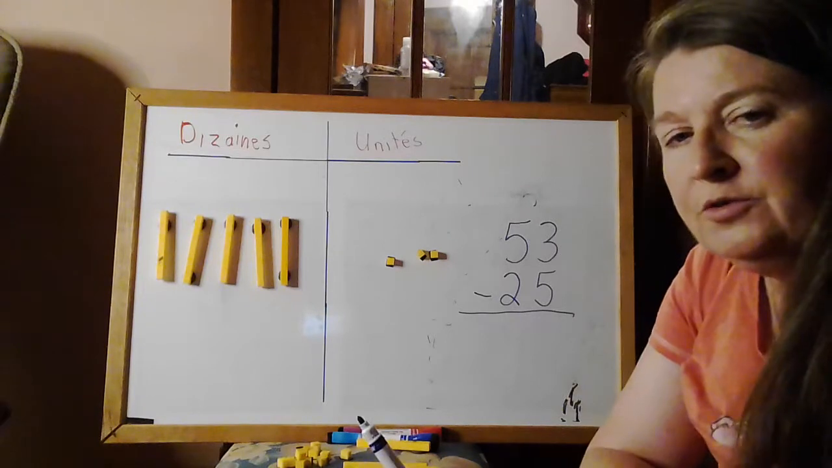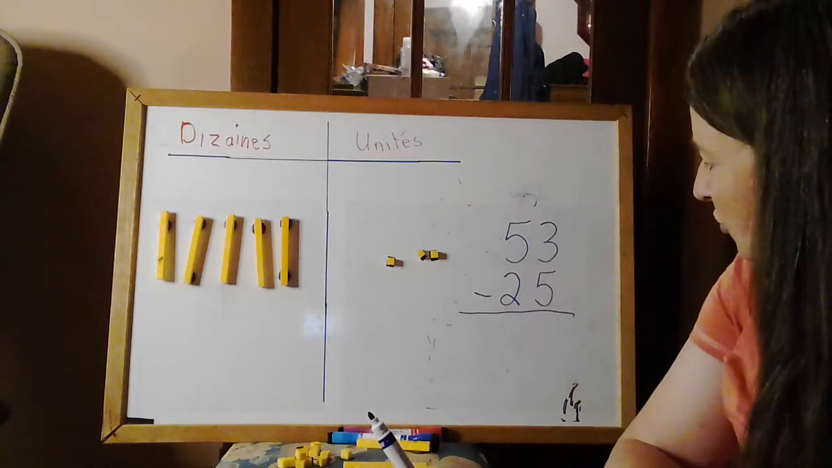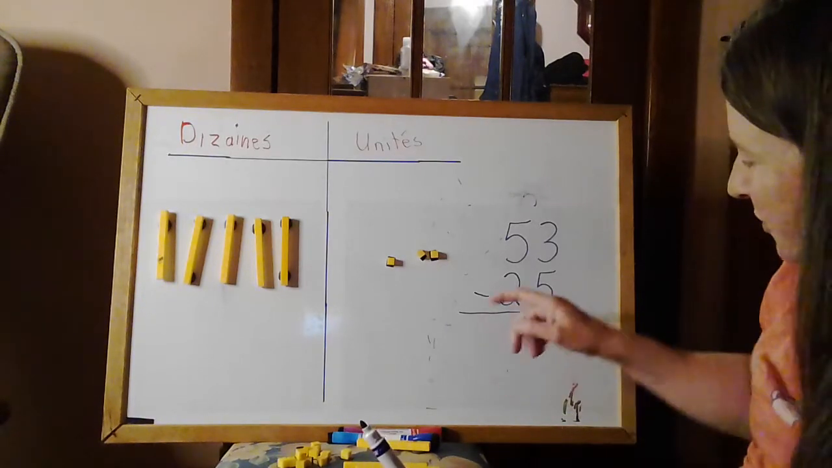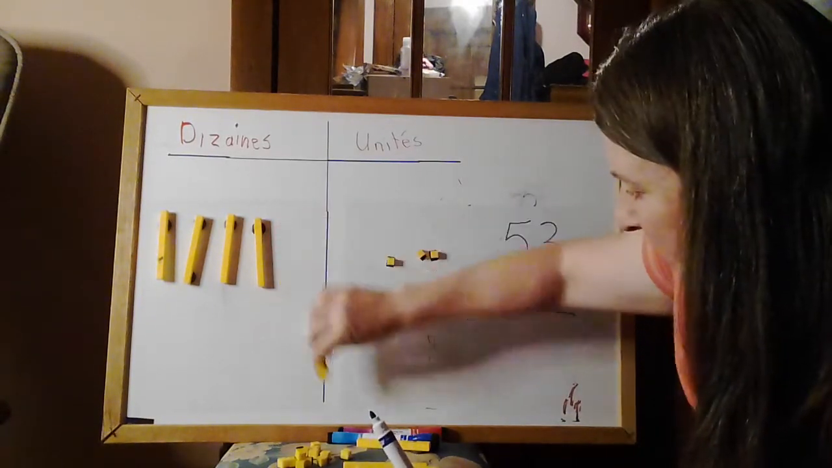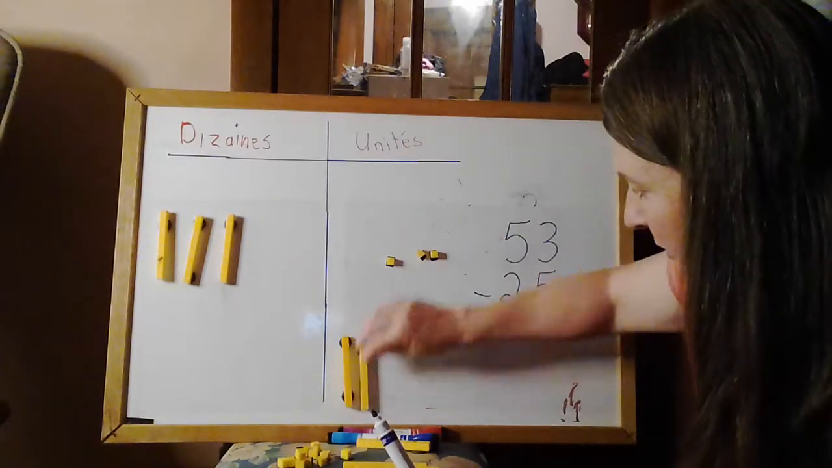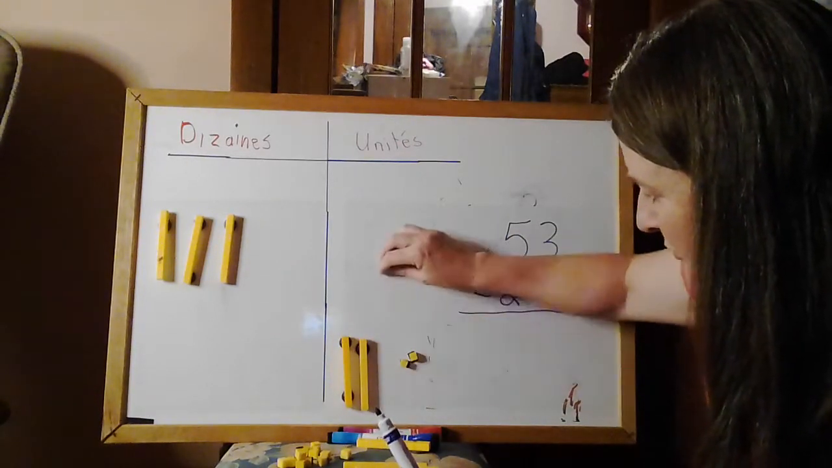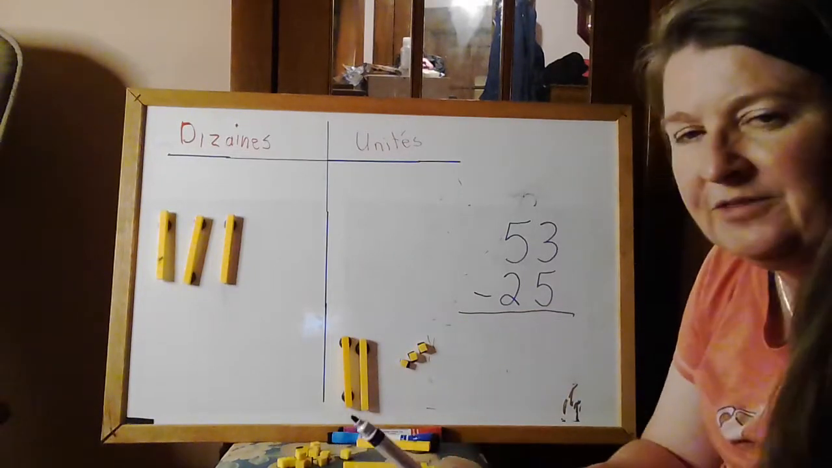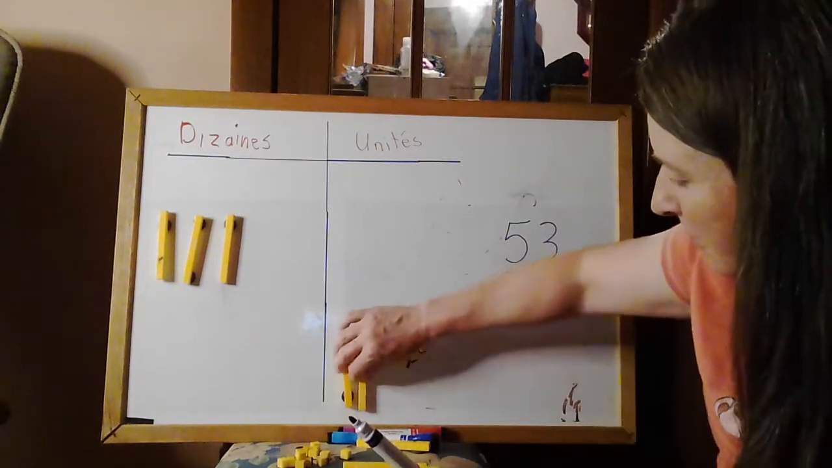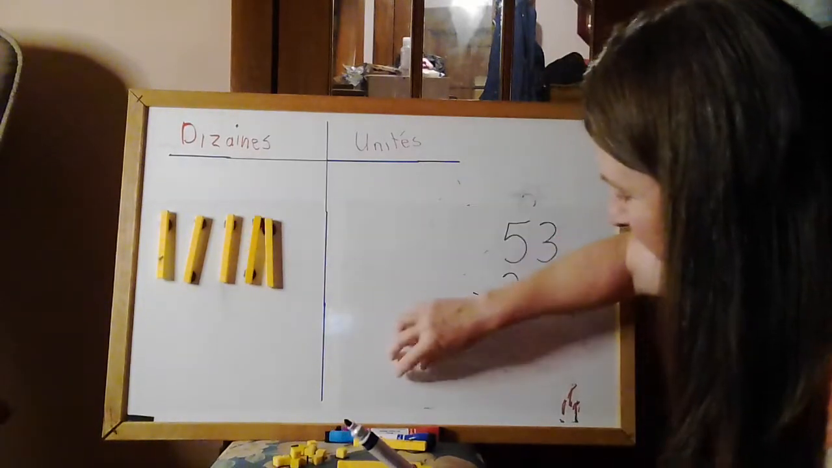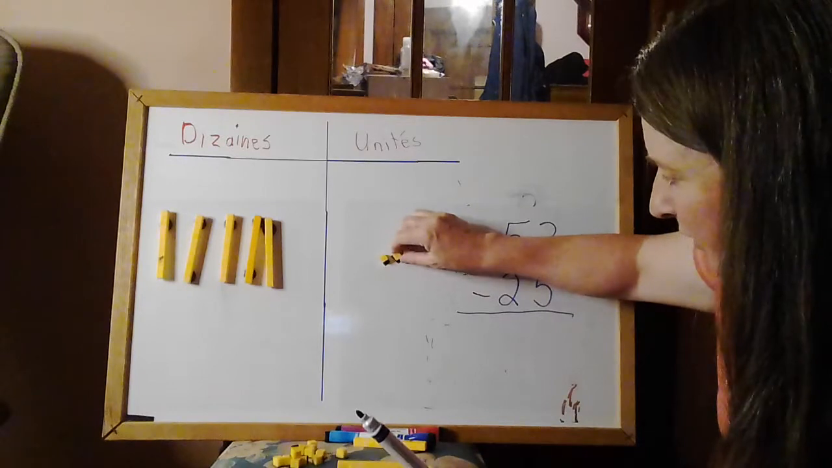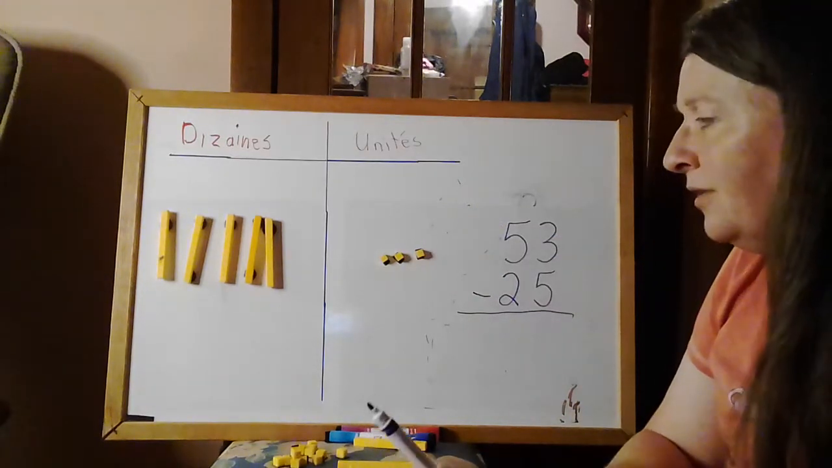What am I going to do to try to make this question work? Well, just start over here. I want to take away 25. 10, 20, 21, 22, 23. Well, I'm still stuck. I don't seem to be able to do the 25. Let's put them back and try again. I need more ones over here. I don't have enough.